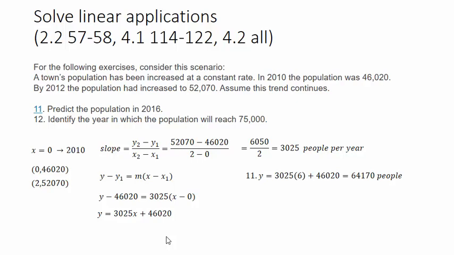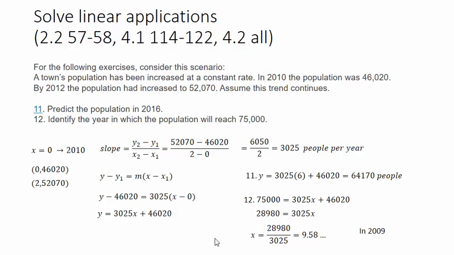And then on number 12, we want to find the x value. What year will give us a y value of 75,000? So we have to solve the linear equation. I just subtracted the 46,020 from both sides, got 28,980 equals 3,025x. Divide both sides by 3,025, and I got about 9.58 something. So add that to 2010, it's sometime in 2019. So sometime during the year 2019, the population will cross over 75,000.